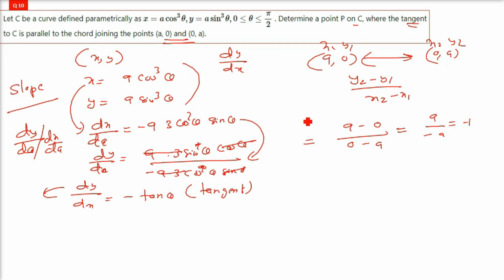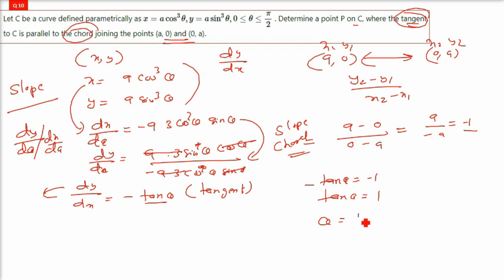This negative 1 is the slope, this is tan theta, this is m, and this is the slope of the chord, and we have found out the dy by dx or m or tan theta on the curve. So negative tan theta is going to be equal to negative 1, so tan theta is equal to 1, so theta is going to be pi by 4, that is 45 degrees. Now we have to find out the point.